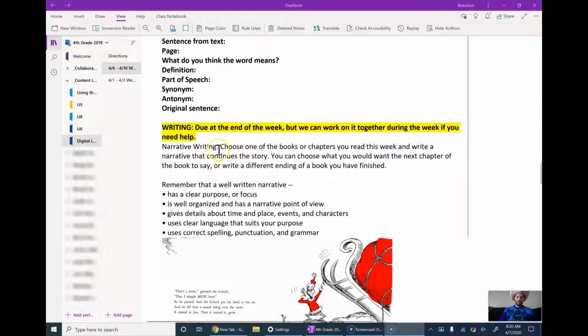Alright students, so this is your directions for your writing assignment. So this week you're doing a narrative writing. So remember, narrative means that you're telling a story. But it's not just any story.